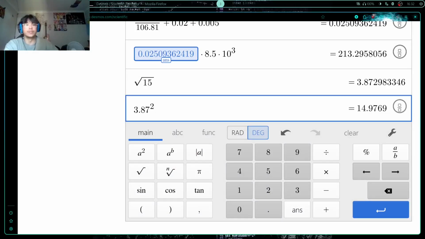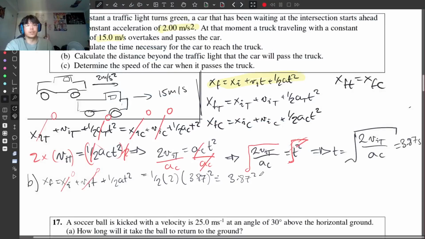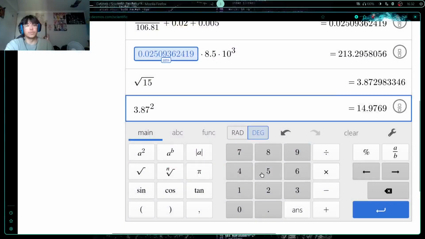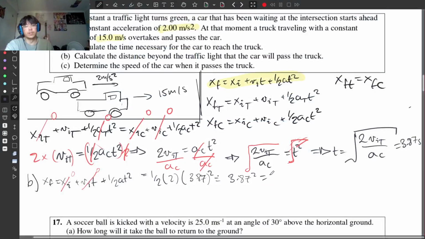3.87 squared, you get 14.97. So you get 15 meters. Or in 3 sig fig, 15.0 meters.